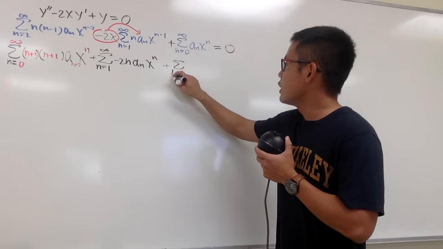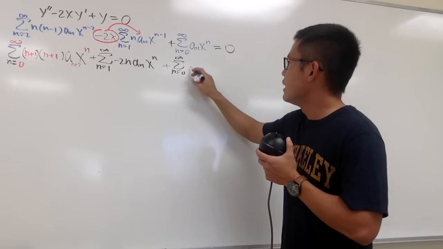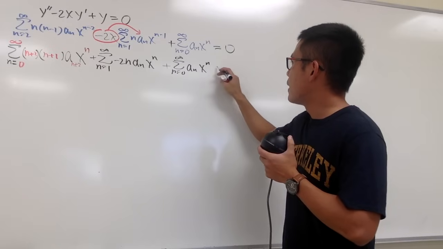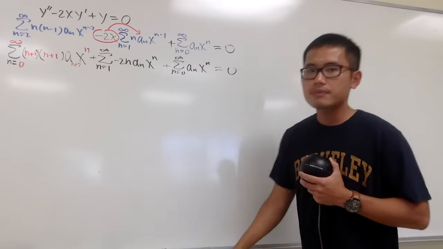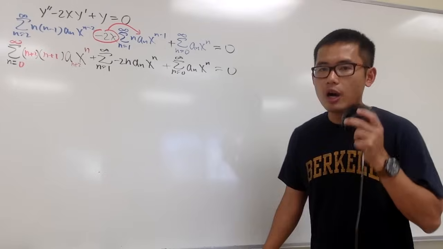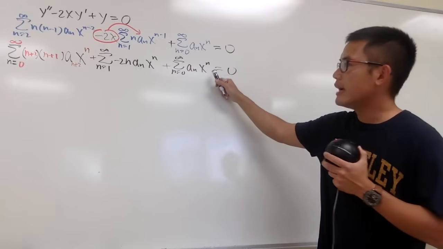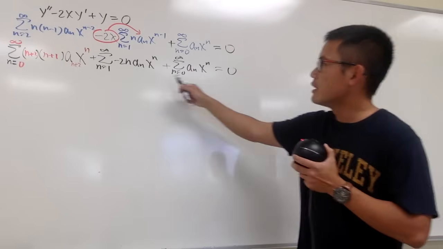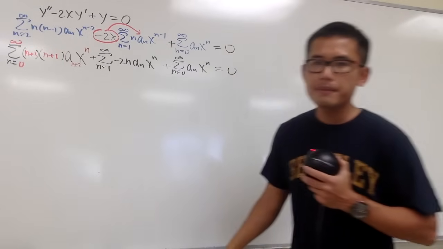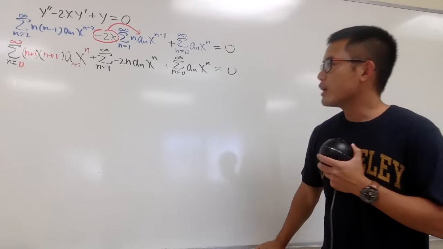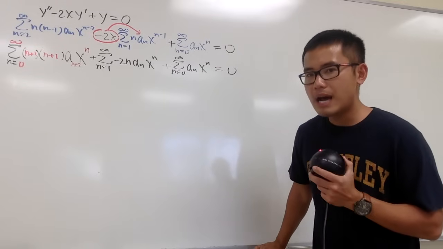So that's the series where n starts with 0 to infinity, an x to the nth power, and this is equal to 0. Okay, keep in mind, we always want to fix x to the power first. Ideally speaking, we want to have x to the n, x to the n, x to the n, okay? And now, we are going to fix the starting n value.